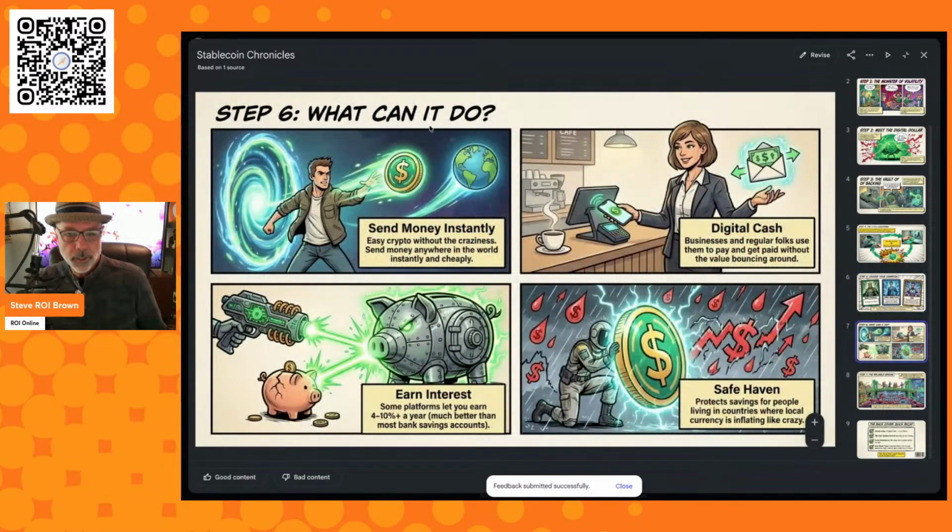All right. So what can it do? You can send money instantly. It's digital cash. It earns interest and it's a safe haven.